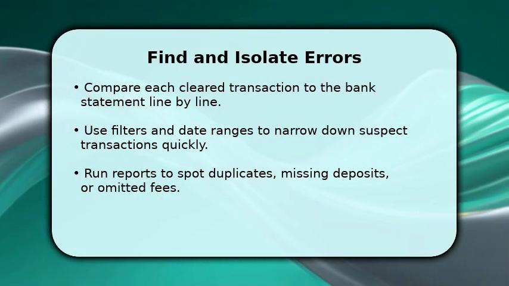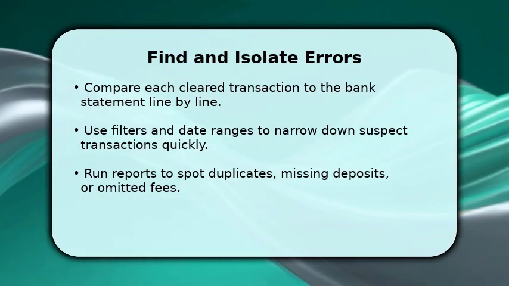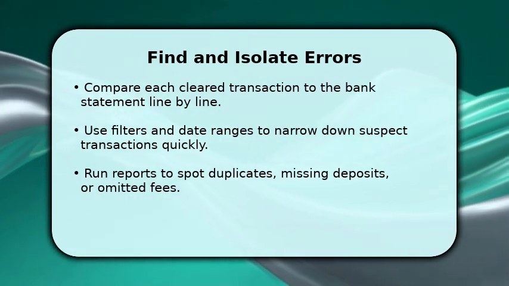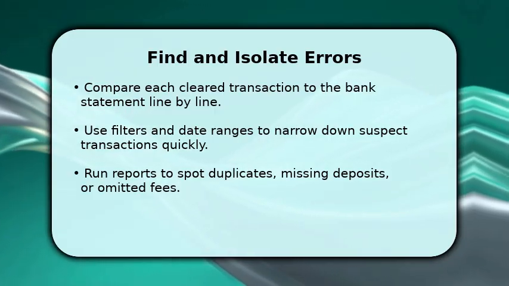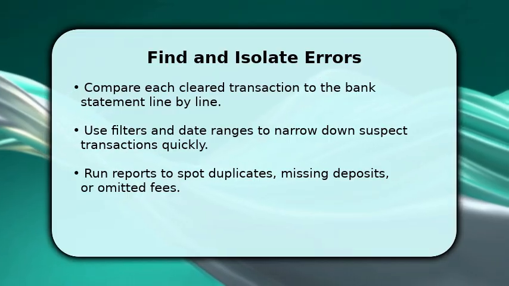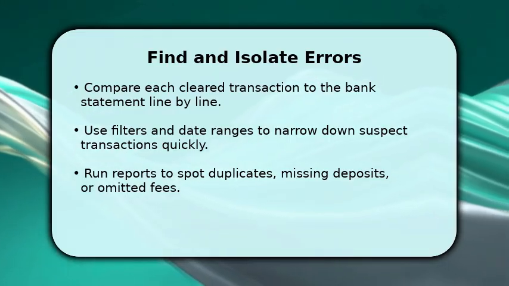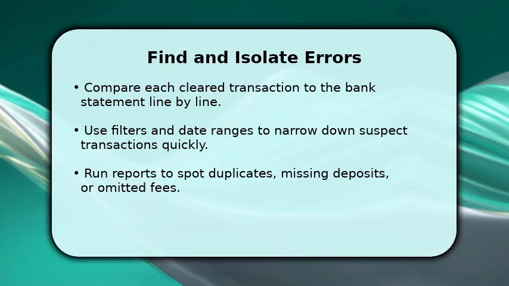Start by sorting transactions by date and amount to find obvious mismatches and duplicates. Check cleared status, descriptions, and memo fields to reconcile subtle differences. Look for bank fees, interest, or automatic transfers that weren't recorded in QuickBooks.